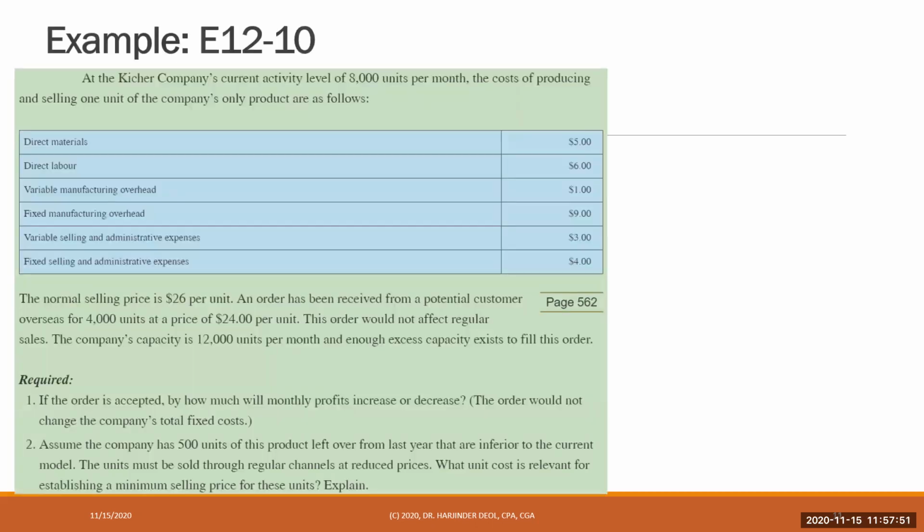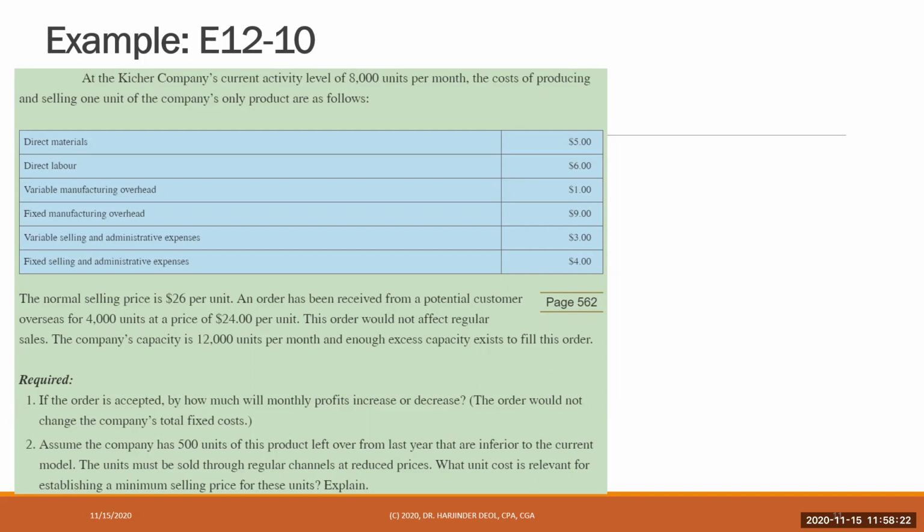Exercise 12-10 from the textbook. At the Kicher company's current activity level of 8,000 units a month, the costs of producing and selling 1 unit of the company's only product are as follows. Direct materials, $5, direct labor, $6, variable manufacturing overhead, $1, fixed manufacturing overhead, $9, variable selling and admin expenses, $3, fixed selling and admin expenses, $4.